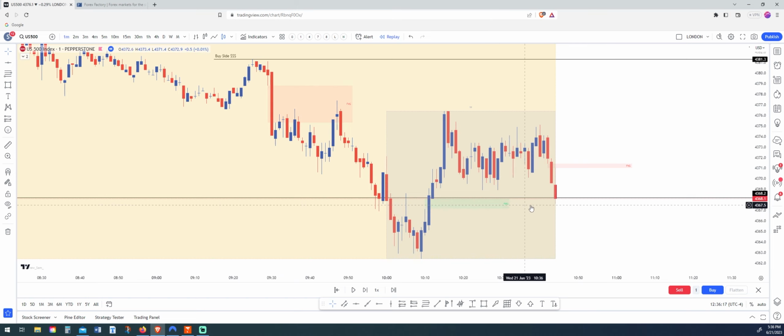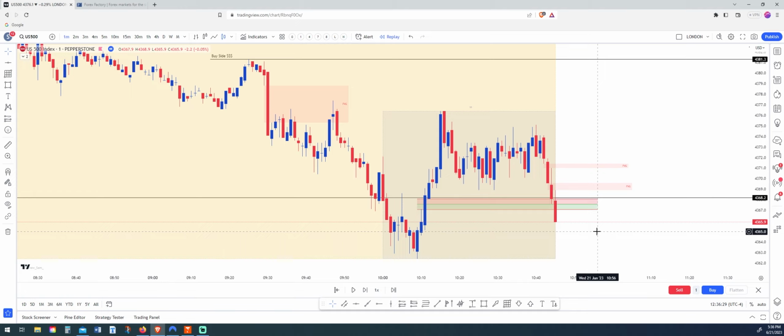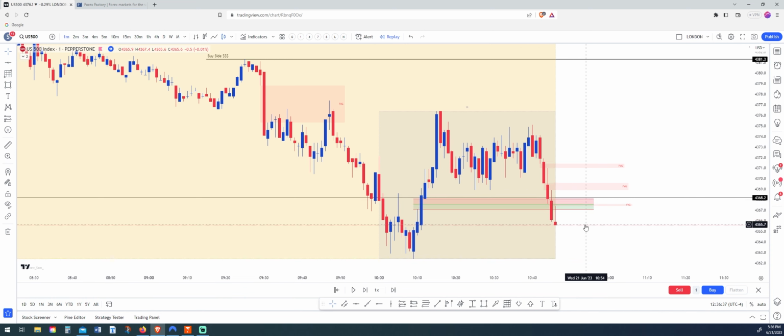So we've come into the fair value gap now. Let's just mark out our 50% level of the fair value gap. So yeah, we have tapped that on this candle. Closed straight through it now, so it's not holding price at the moment, so there's no long position there to be had.